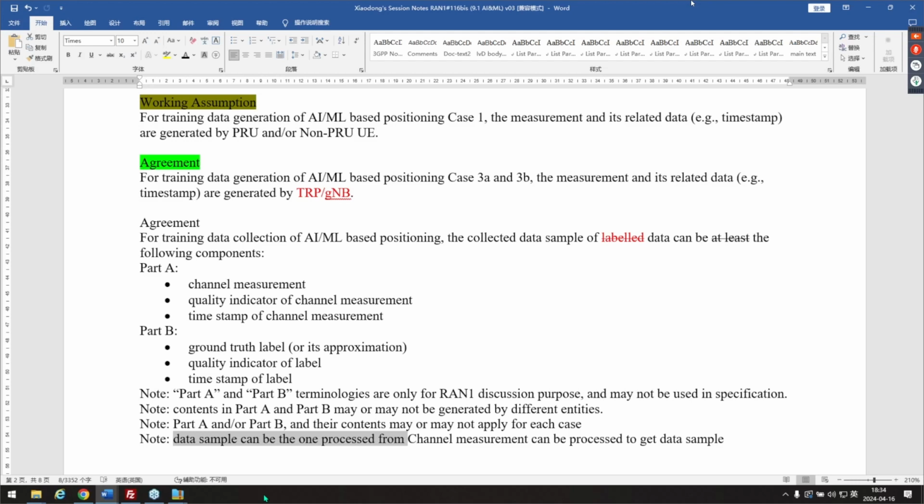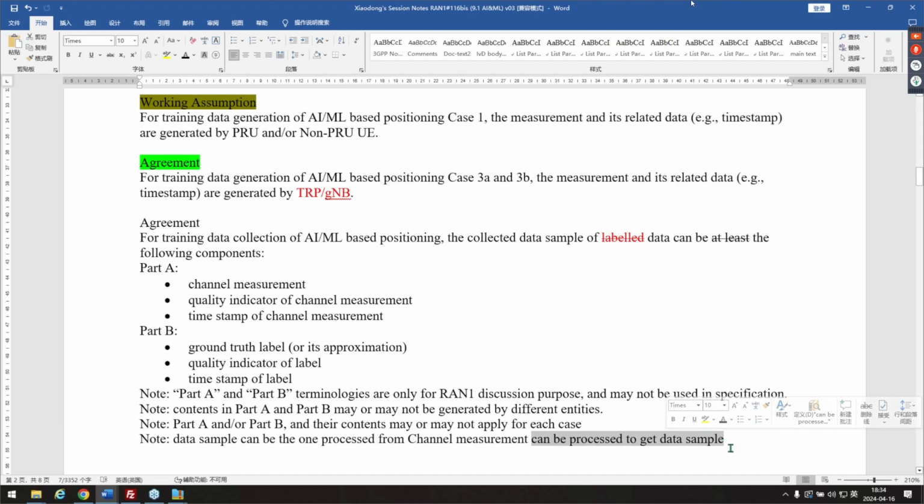Yeah, I think the proposal should be that the collected data sample can at least contain these. I think you cannot say that channel measurement will be contained in a data sample because channel measurement is not defined as per your definition. It can be raw, pre-processed or processed. You have to define that, right? The same applies for all other components. So basically, the details of each and every component are not defined yet. So you are trying to say this is not actually channel measurement, but channel measurement related information?